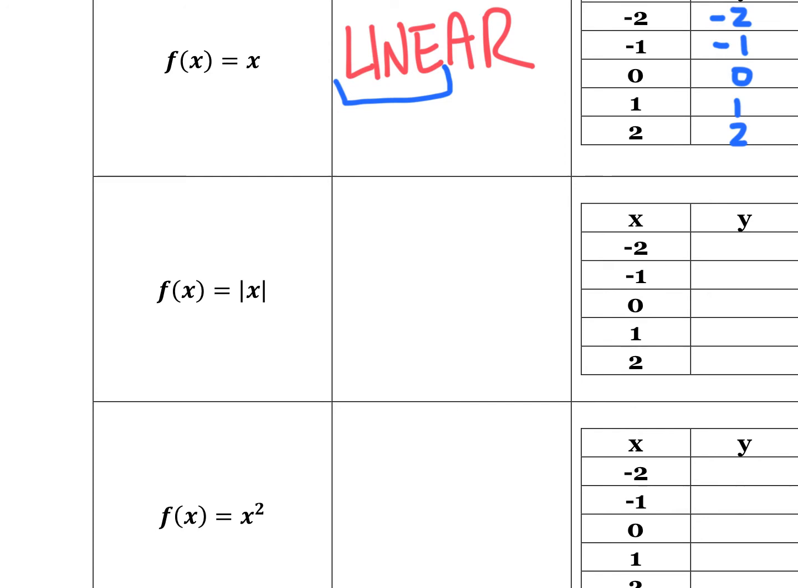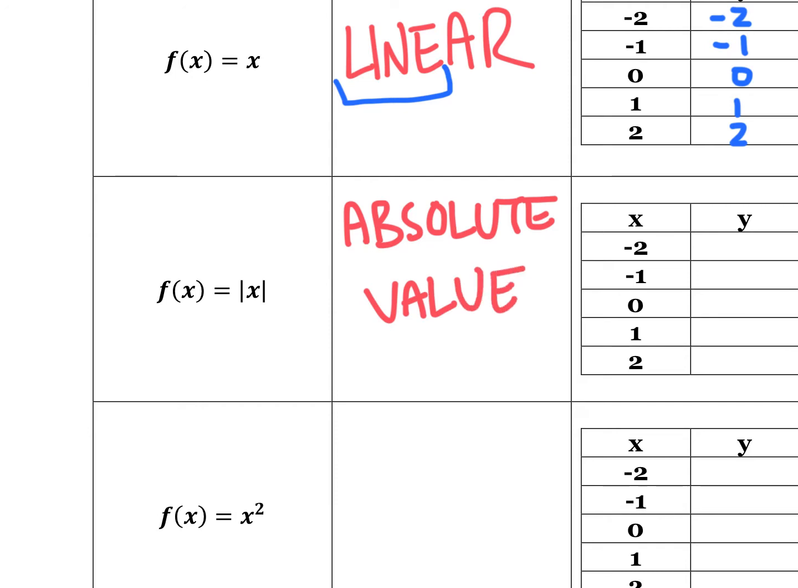All right, the next parent function that we're going to look at is f of x equals the absolute value of x. So this is an absolute value parent function. Okay, an absolute value is just a distance from 0. So really, whatever you plug into this absolute value right here, it's going to come out positive.